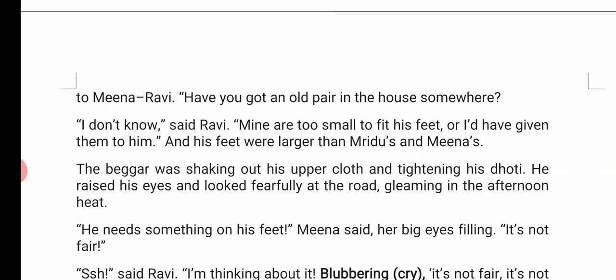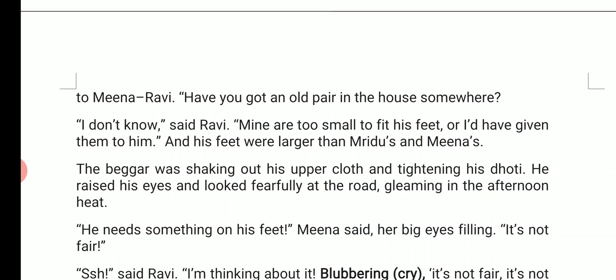I don't know, said Ravi. Now Ravi is saying, I don't know whether it's there or not. Mine are too small to fit his feet, or I would have given them to him. So Ravi is saying that my feet are small and my chappals will also be small, otherwise I would have given them to the beggar. And his feet were larger than Mridu's and Meena's.